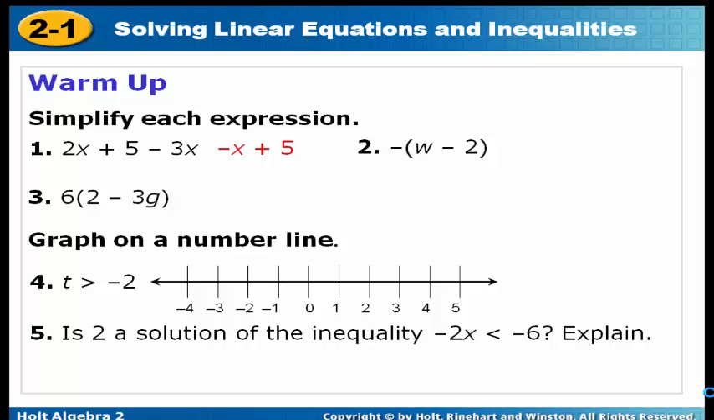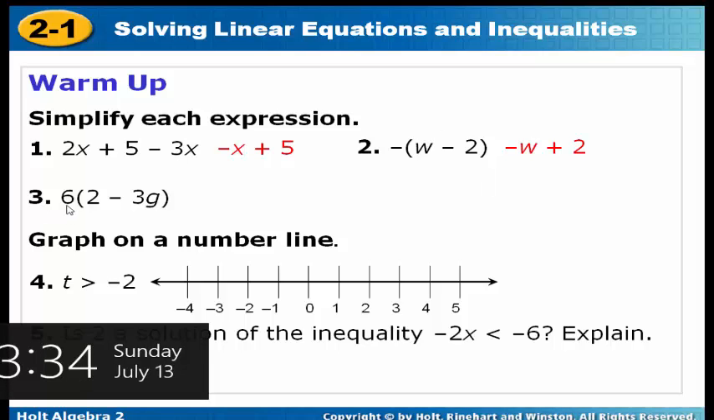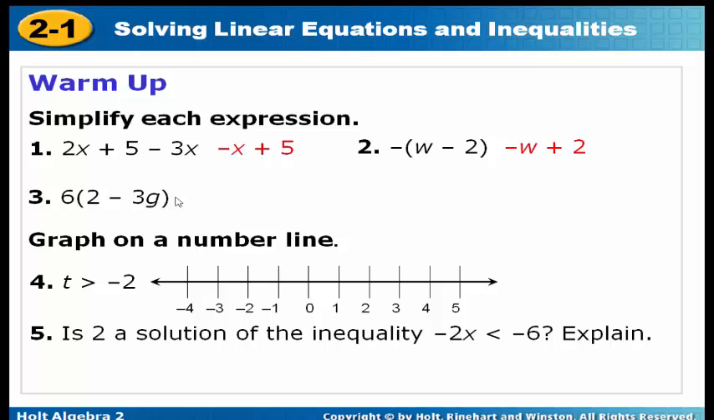Number 2, negative bracket w minus 2. Distribute the minus on the bracket, so minus w plus 2, because minus minus is positive. So minus w plus 2. Number 3, 6 times 2 and 6 times negative 3g. 6 times 2 equals 12, and 6 times negative 3g equals minus 18g.